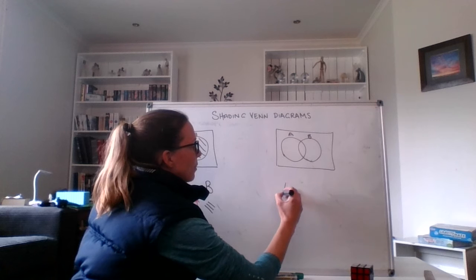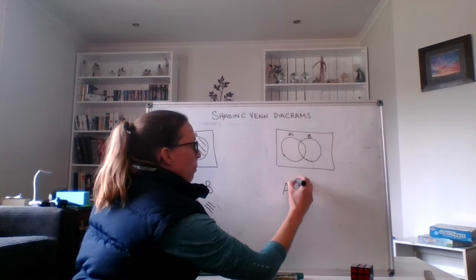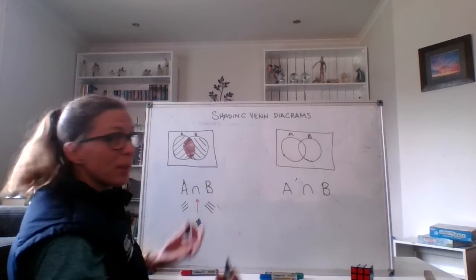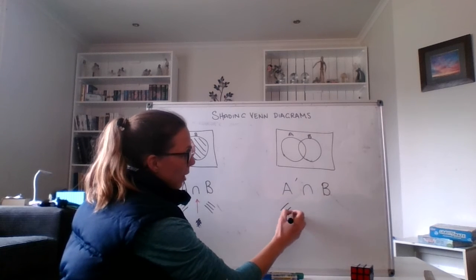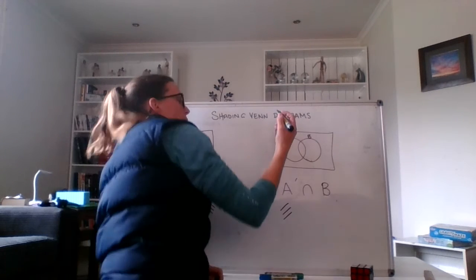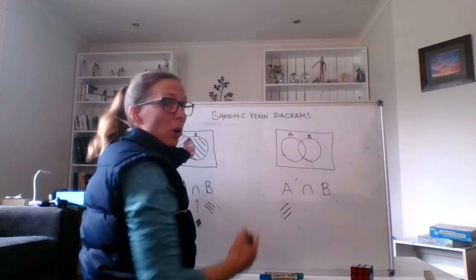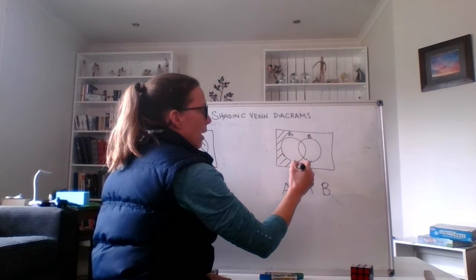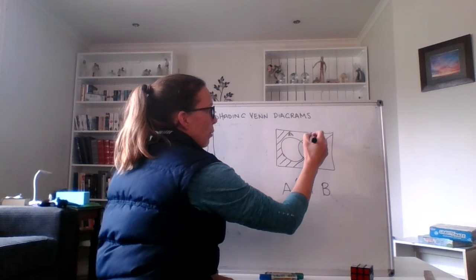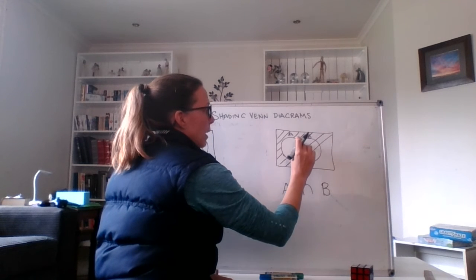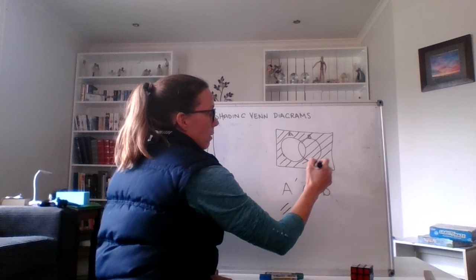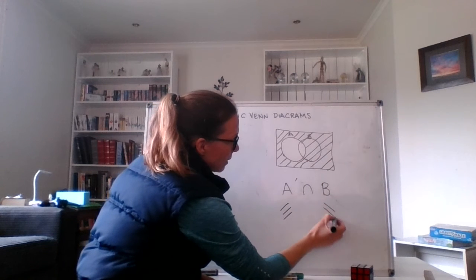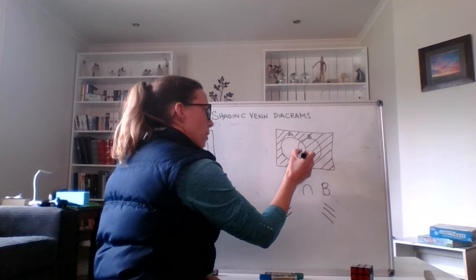So for example, if I was given A complement intersecting B, I'm going to follow the same process. I'm going to shade my first thing with lines travelling in one direction. So I'm going to shade everything that's not A with lines here. So my lines are going around my circle. They're going through that part of B. All right. I'm then going to shade my B section going the other direction.